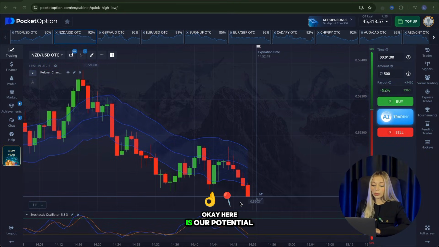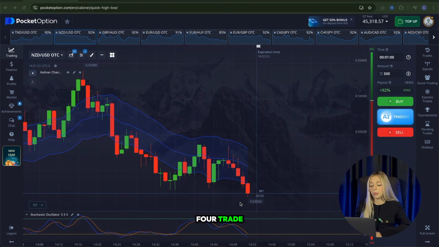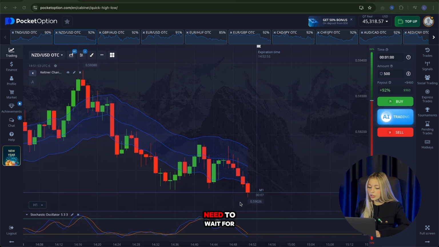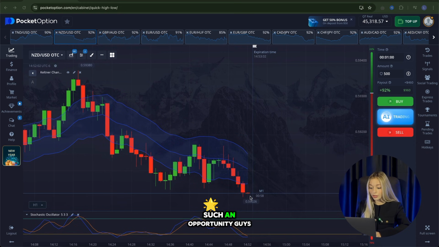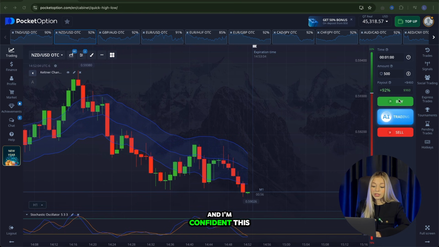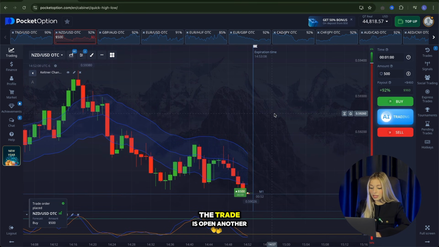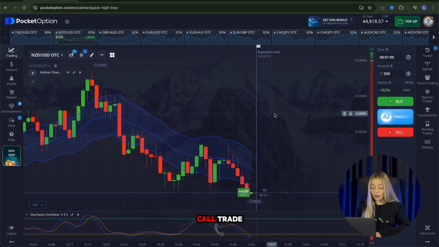Okay, here is our potential trade, but before entering, we need to wait for confirmation. Many would skip this setup, but an experienced trader won't miss such an opportunity, guys, and I'm confident this setup will deliver profits. The trade is open, another call trade.